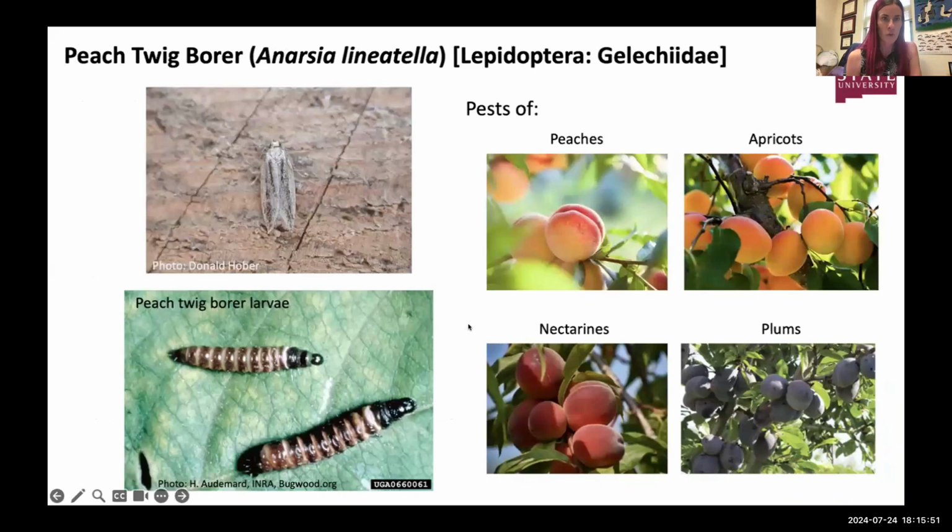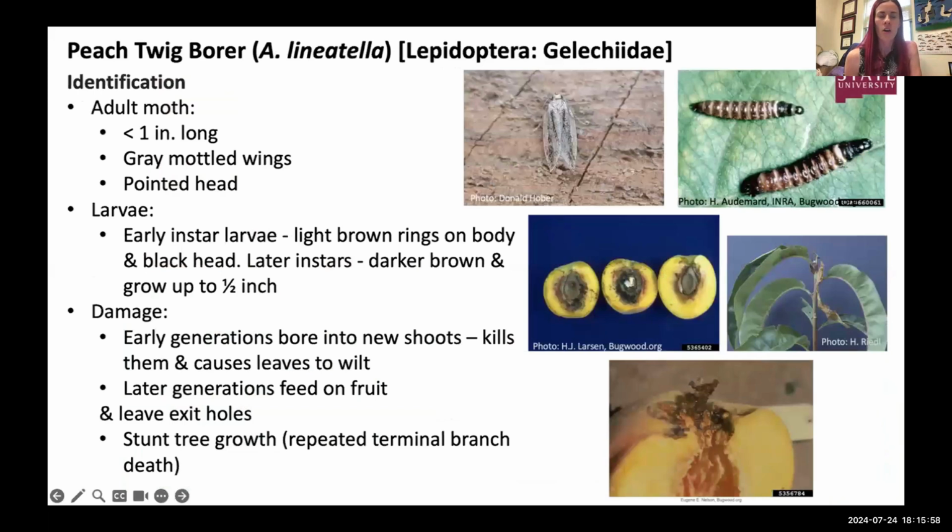Next, peach twig borer. This is a serious pest of peaches, apricots, nectarines, plums. The adults, they are kind of small. They're rarely more than an inch long. They tend to be a lot smaller than that. They have gray mottled wings, a pointy head. The larva, the early instar ones, so the younger larva, they're light brown.